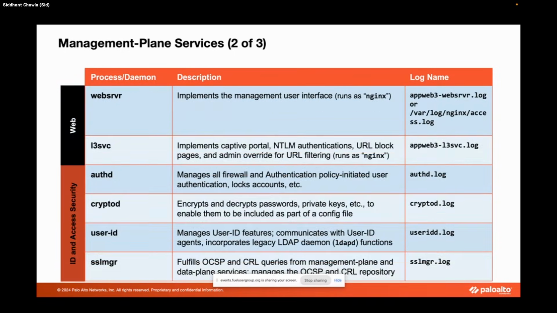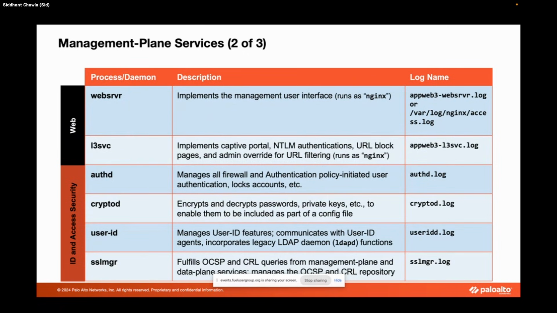Web server implements the management user interface. The log file name is appweb3 webserver.log or access.log. L3 service implements captive portal, NTLM authentication, and URL block pages on the device. The log file name is appweb3 l3 svc.log. Auth is for authentication related issues. The log file name is authd.log. CryptoD encrypts and decrypts passwords and private keys on the device. The log file name is cryptod.log.